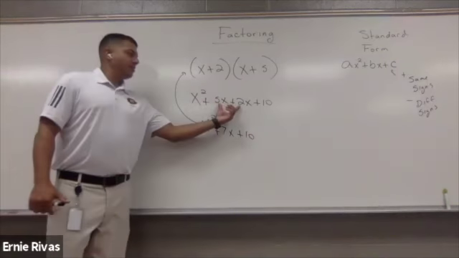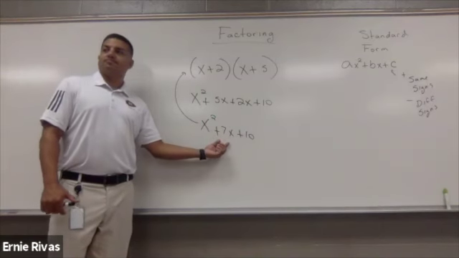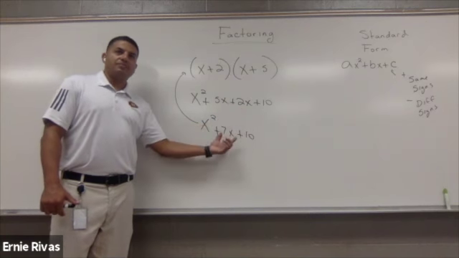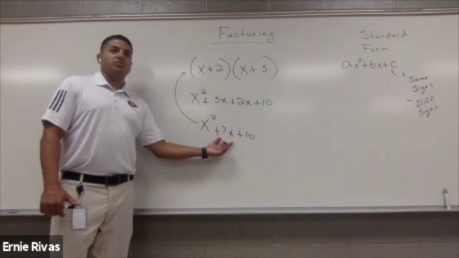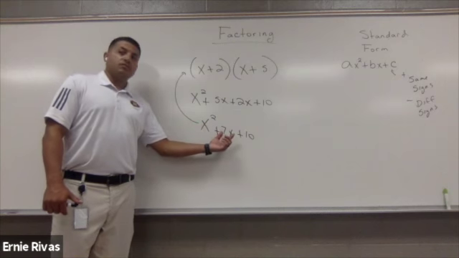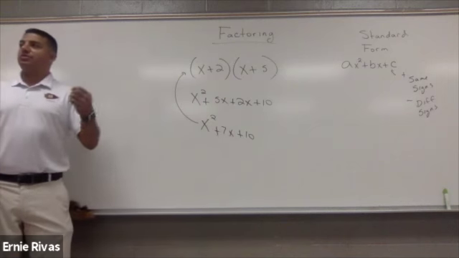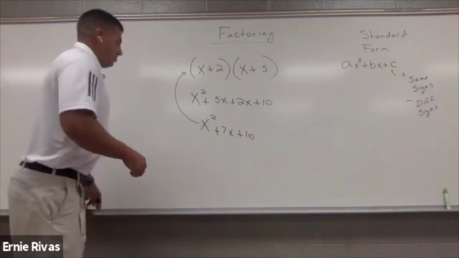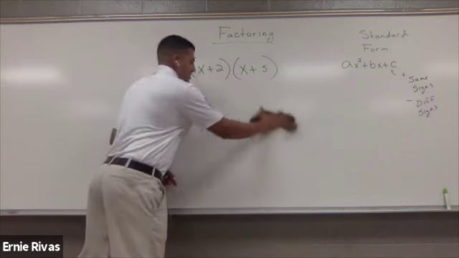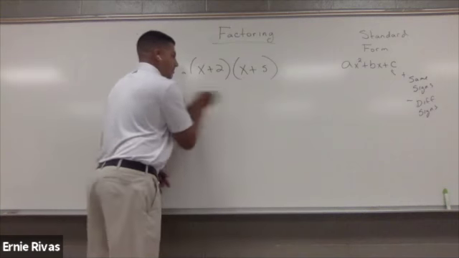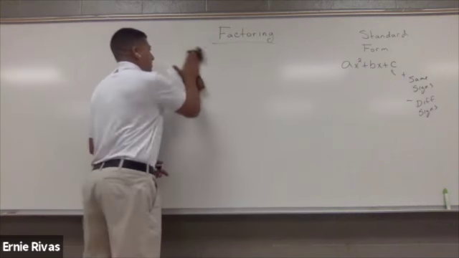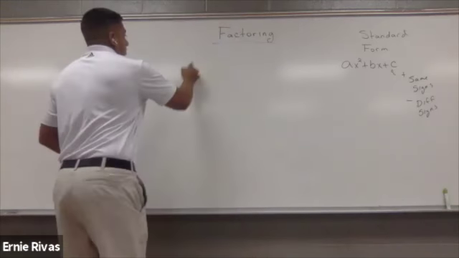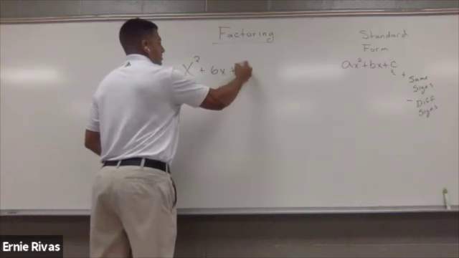Now, how did I end up getting this 7, this b term? I added the inside terms together, right? So that b term is going to be the result of me adding those two outer and inner terms together. We're going to use that in a second, okay? So let's start, and we'll just kind of think through one. And as we get a couple of these, I think you'll start to see the process.